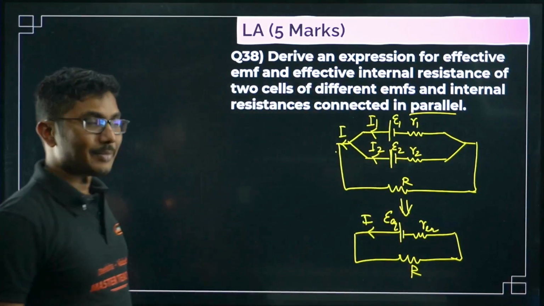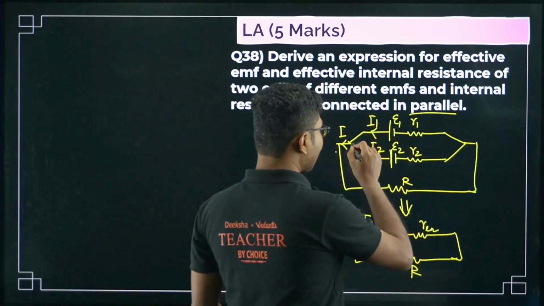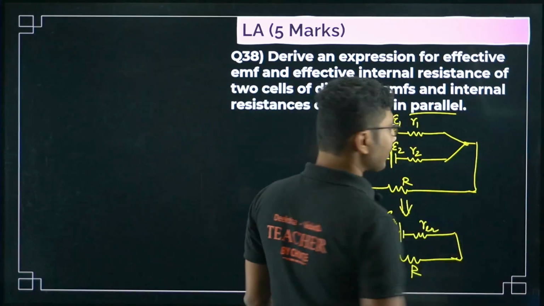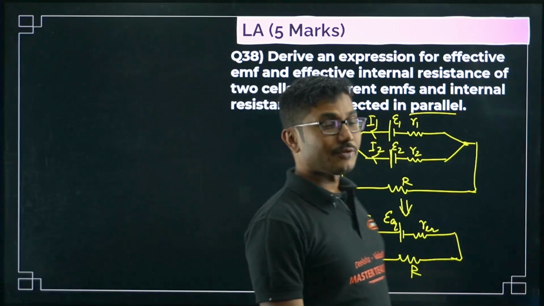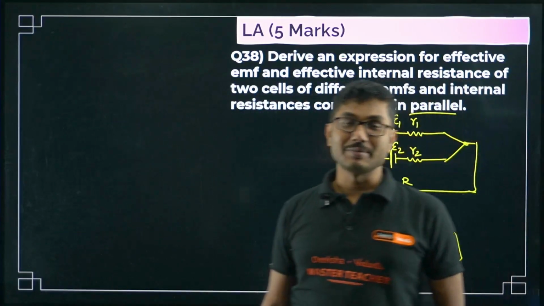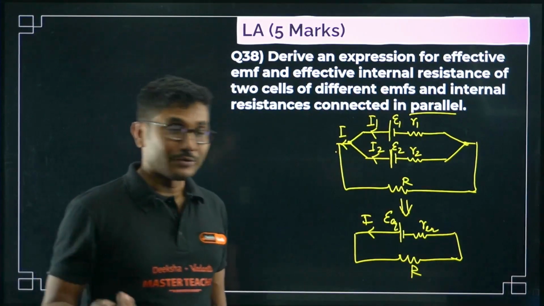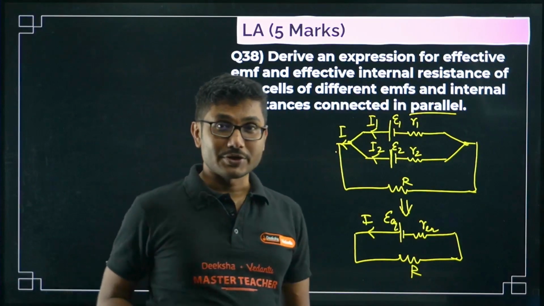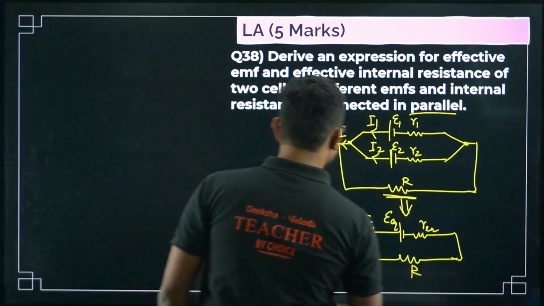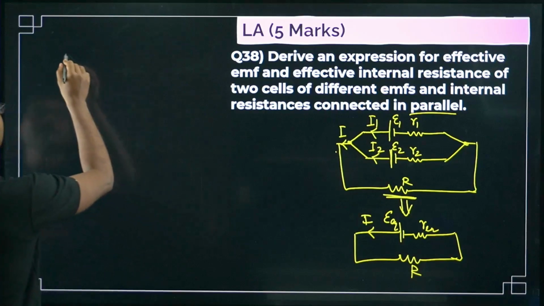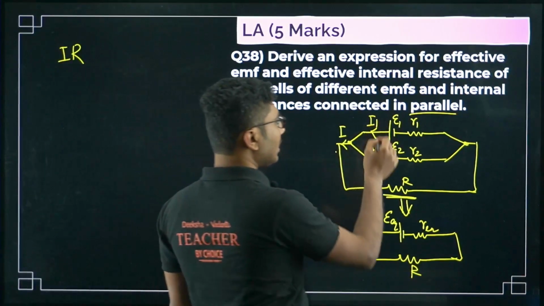Now current through individual cells will be different because they are connected in parallel, right? So individual currents will be different, but both of them will have the same potential across them. So that is the advantage of using parallel combination. Potential difference remains the same, right? In series combination, we know that current remains the same. So what is the voltage drop across this resistance R?